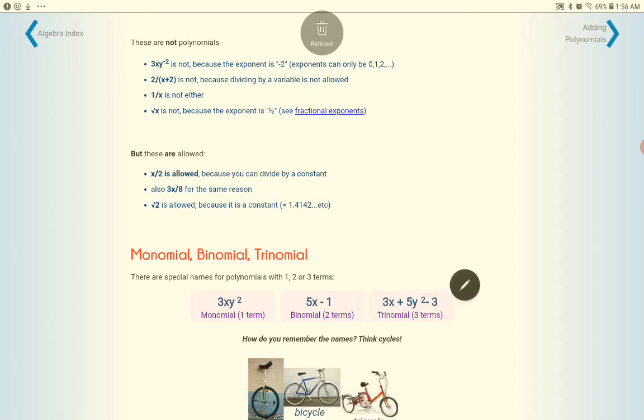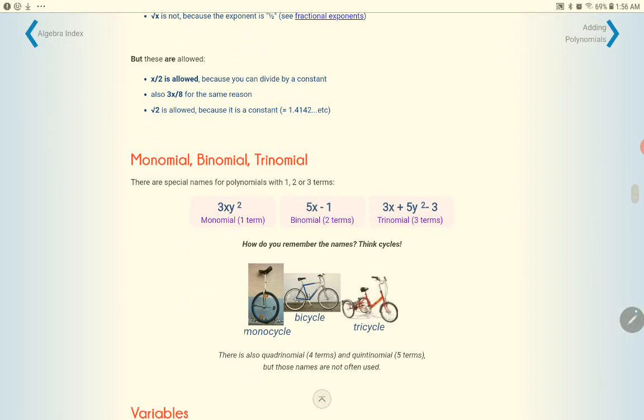You can remember these words by thinking about bicycles, or I shouldn't say bicycle because that's only the two-wheeler, right? A monocycle, a bicycle, and a tricycle. A monocycle has one wheel, a monomial has one term. A bicycle has 2 wheels, a binomial has 2 terms. And a tricycle has 3 wheels, and a trinomial has 3 terms. There's also a quadrinomial, 4 terms, and a quintinomial, 5 terms, but those are not often used.